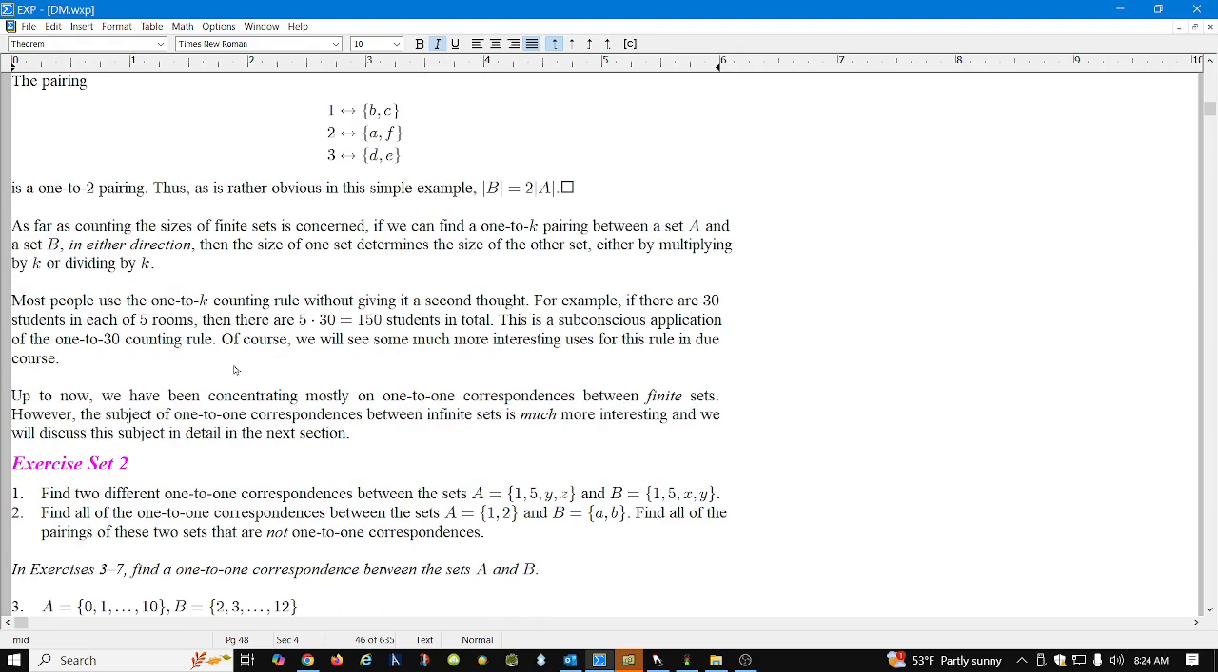Well, up to now we've been concentrating on one-to-one correspondences between finite sets. And as I kind of alluded to earlier, the real interesting and important reason to do this is to be consistent when we turn to one-to-one correspondences between infinite sets. That's going to be much more interesting.